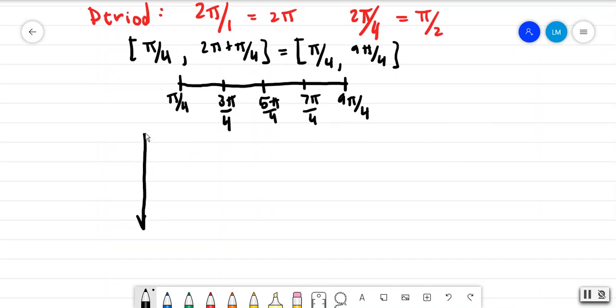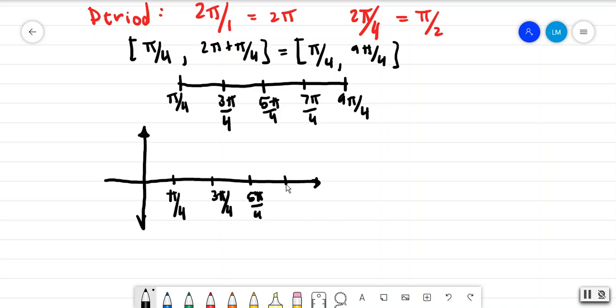Okay, now that means that we can go ahead and draw our graph of our equation. So let's say, for example, that we mark pi over 4, and then we have 3 pi over 4, and then 5 pi over 4, and then 7 pi over 4, and let's extend this just a little. And then we have 9 pi over 4. Okay, now in this case, I have to note that this is going to be 2 and that this is going to be -2.